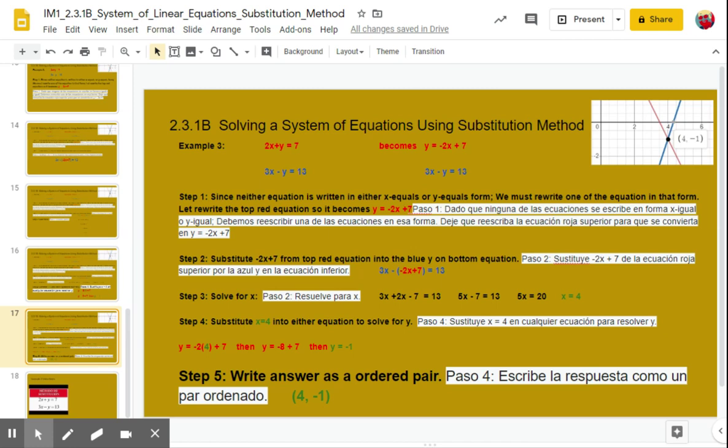Yay, we solved algebraically. We got the exact same answer we got solving it in Desmos using the graphing method. So that's it. That's solving systems of equations using the substitution method. That's one algebraic method. We will be learning another algebraic method as well.